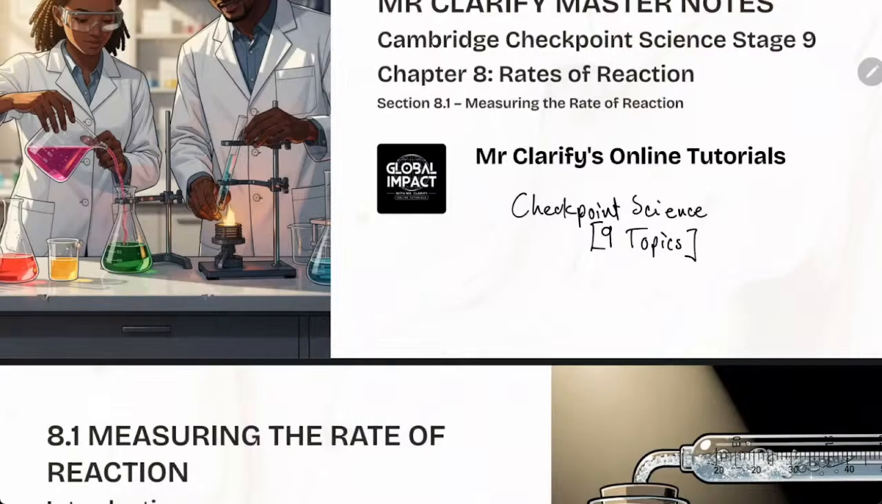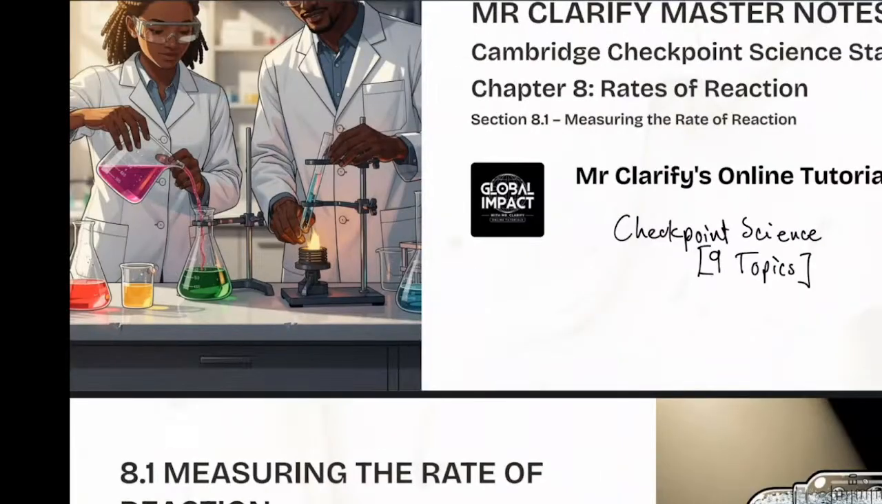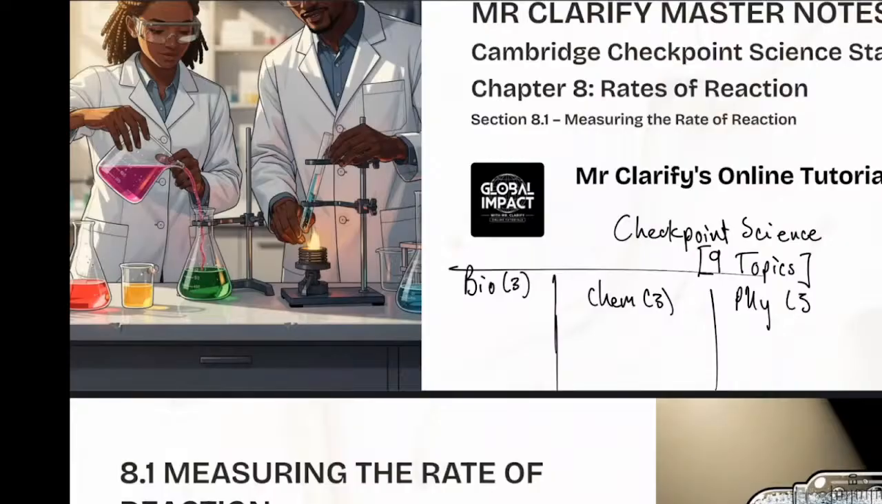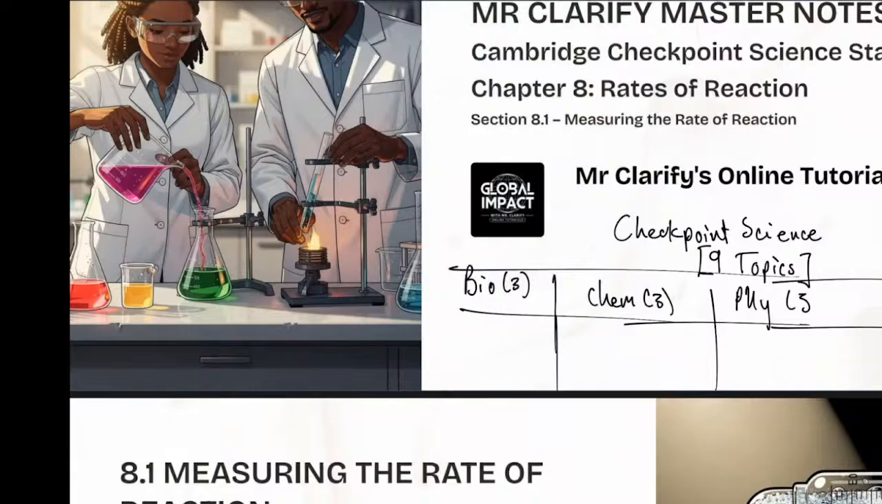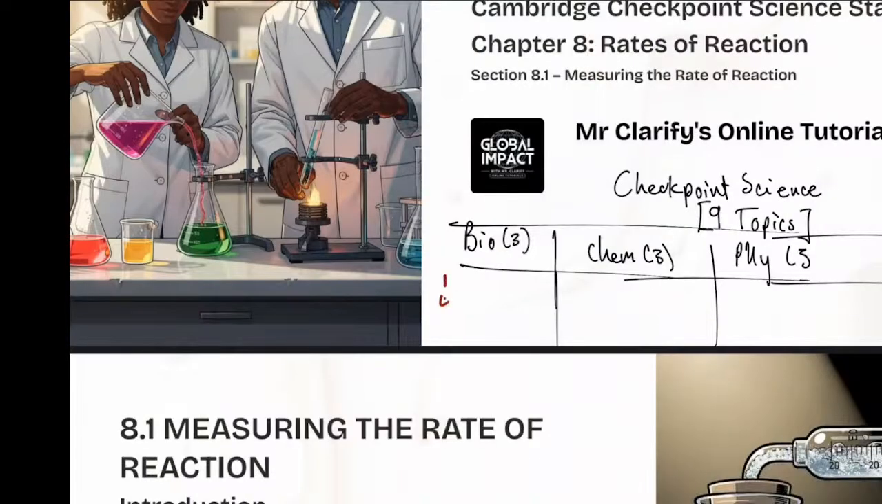Now, of those 9 topics, we know that you have 3 for bio. And then you have how many for chem? You have 3 for chem. Then you have 3 for physics. This makes 9. So these are the 9 chapters for checkpoint. The 3 chapters for bio are chapter 1, chapter 4, chapter 7. The 3 chapters for chem are 2, 5, 8. Then the 3 chapters for physics are 3, 6, and 9.